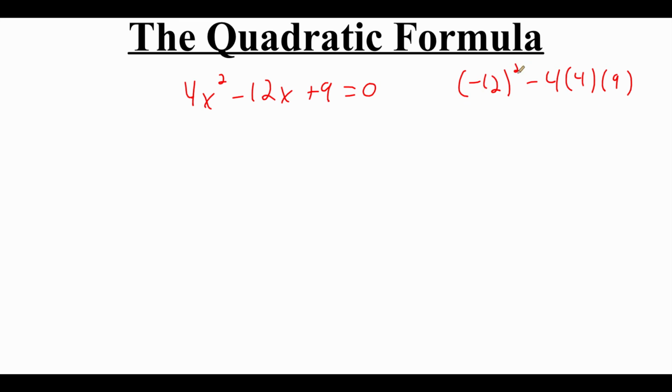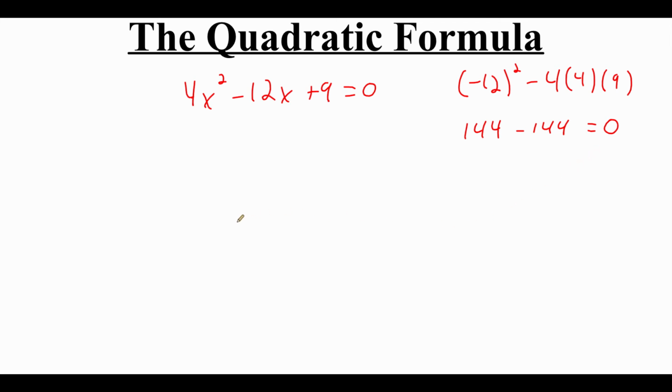So I'm going to throw another example at you. Let's do 4x squared minus 12x plus 9 equals 0. Again, the first thing we want to check is the discriminant. So we're going to take our b value, so negative 12, and square it, minus 4 times the a value, which is 4, times the c value, which is 9. Now, negative 12 squared is 144. Negative 4 times 9 is negative 144. So we get a discriminant of 0, meaning that there's only going to be one solution.